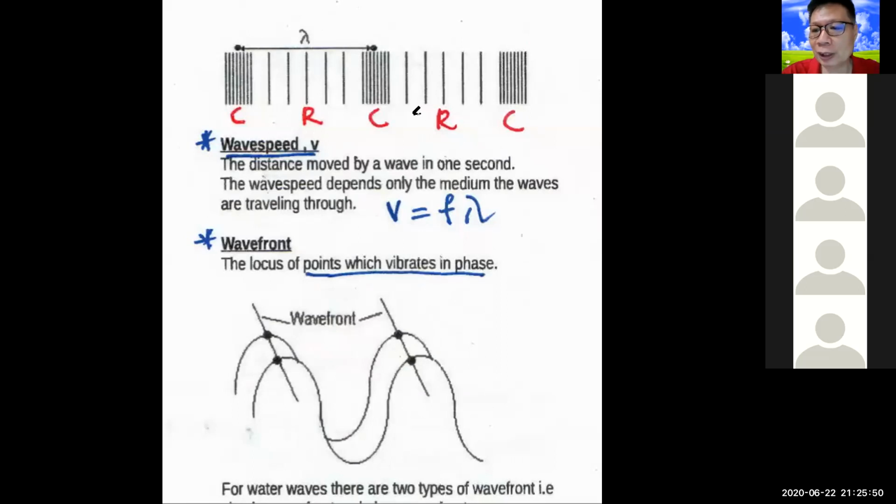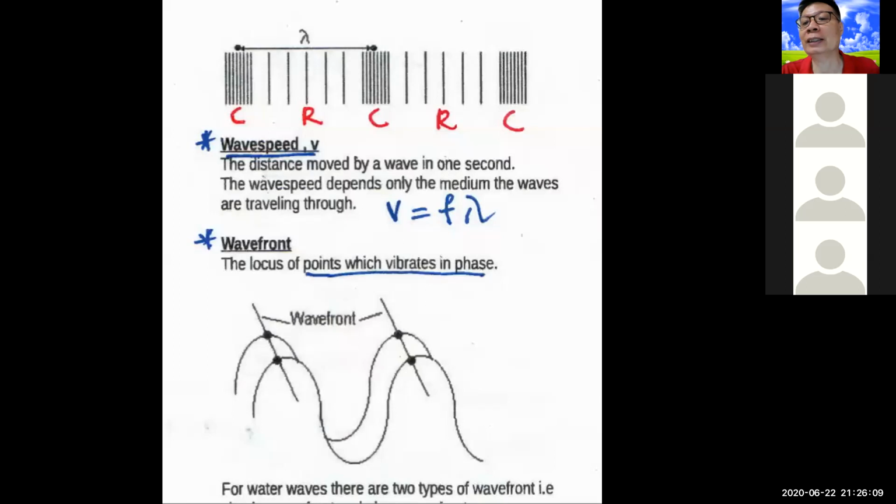Can someone please tell me? This C is what? R is what? I don't want to tell you. I want to see whether you understand what I said just now or not. Someone type and see. Compression, yes, Terry, correct. C is compression. And another one, who types? Terry, rarefaction, yes, very good.